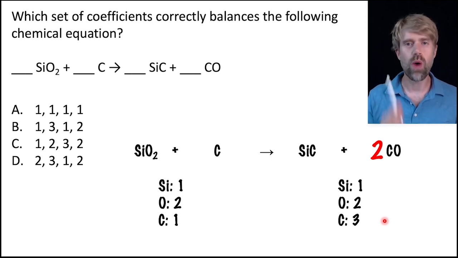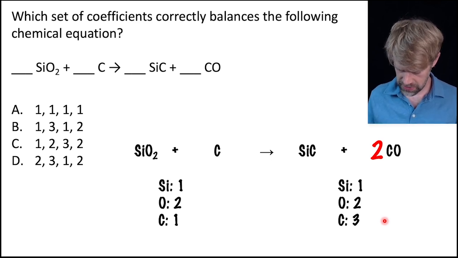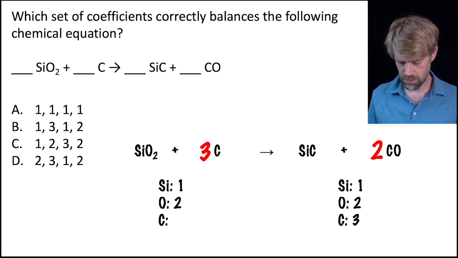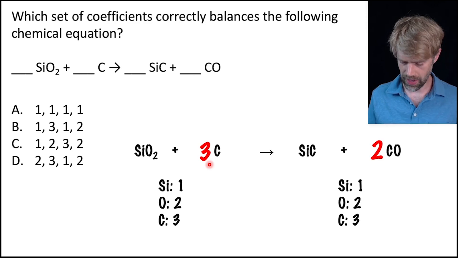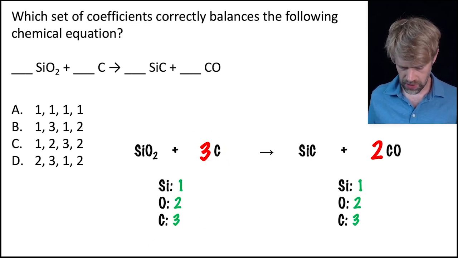Okay, so what balances, what doesn't balance, okay? Silicon balances 1 and 1. Oxygen balances 2 and 2, but carbons don't balance yet. I have 3 on this side and have 1 on this side. How can we fix that? Boom. We'll put a 3 there in front of carbon, and now we have 3 carbons. The atoms on both sides perfectly balanced.